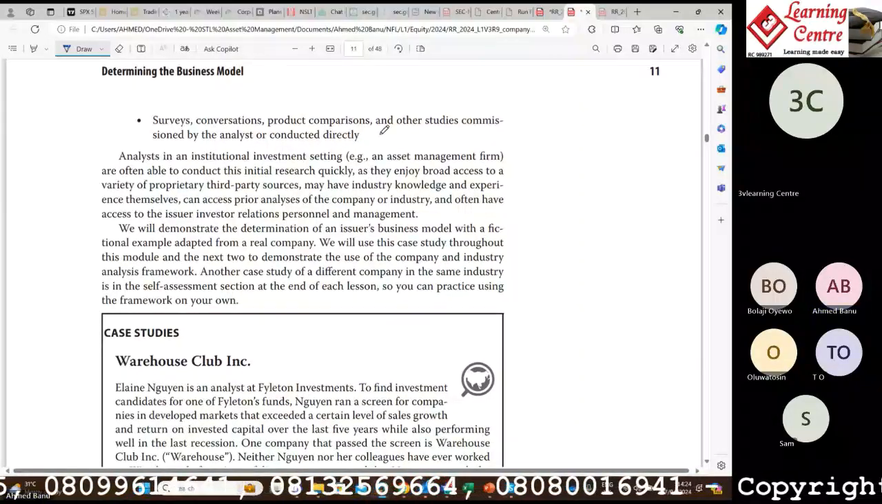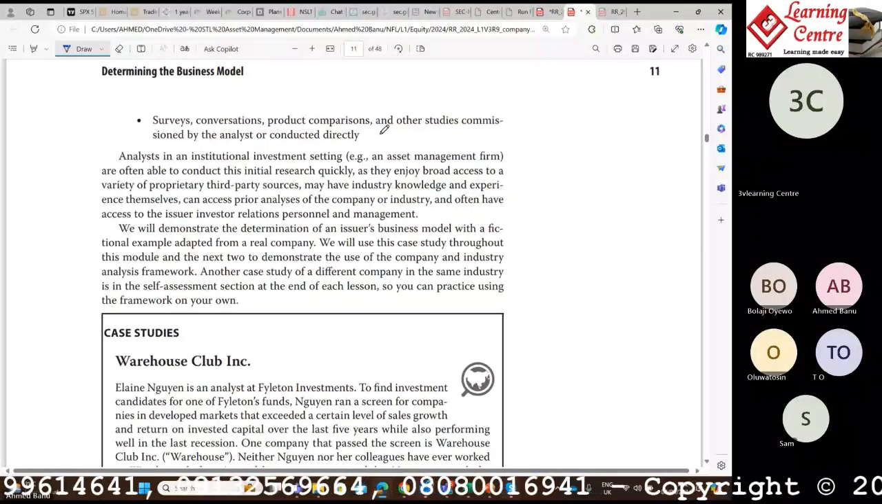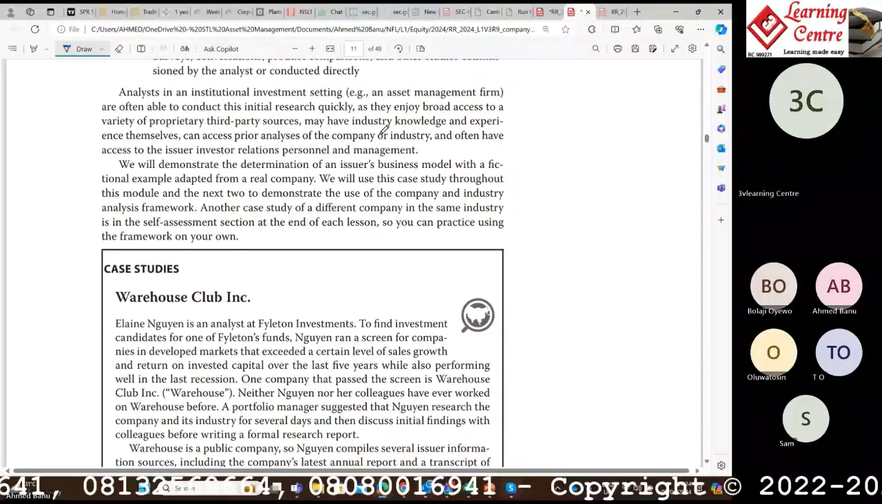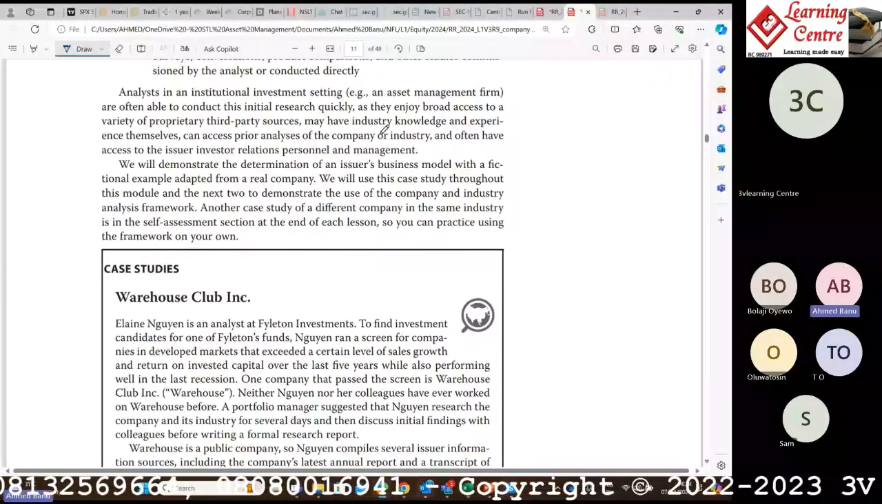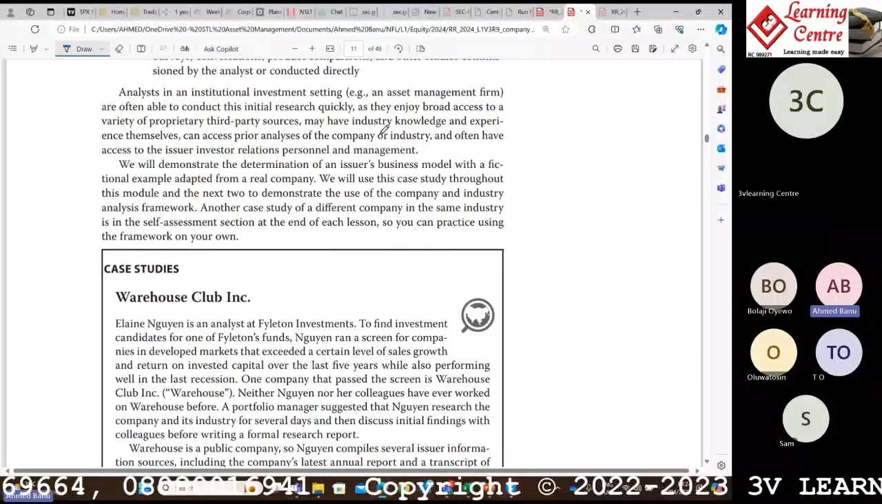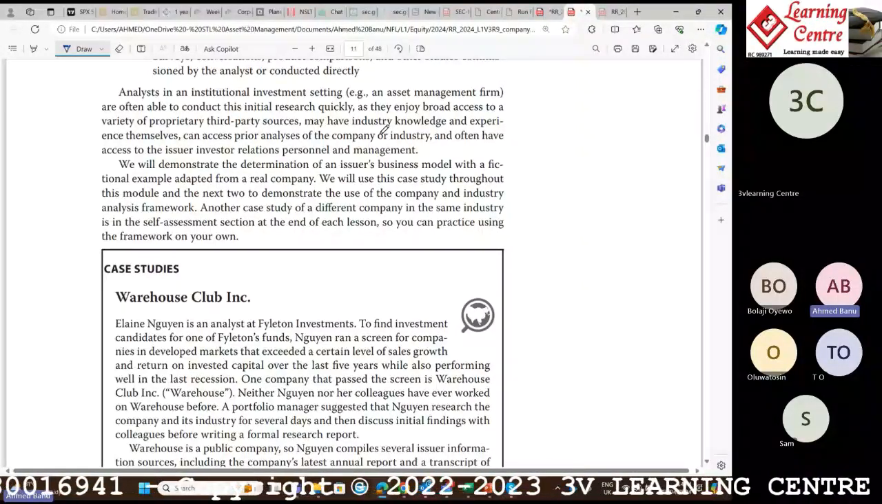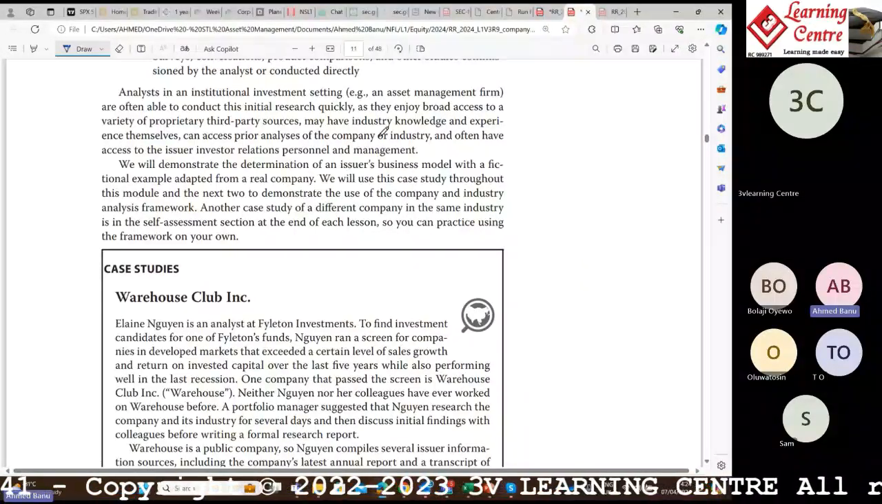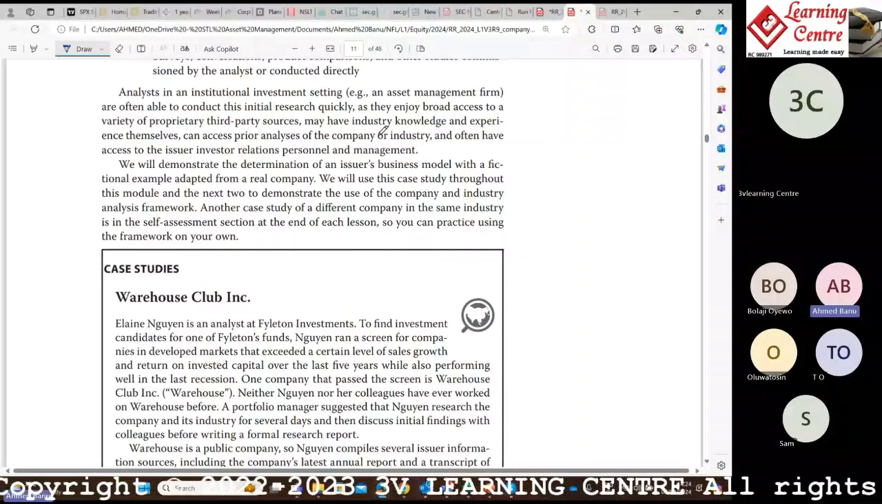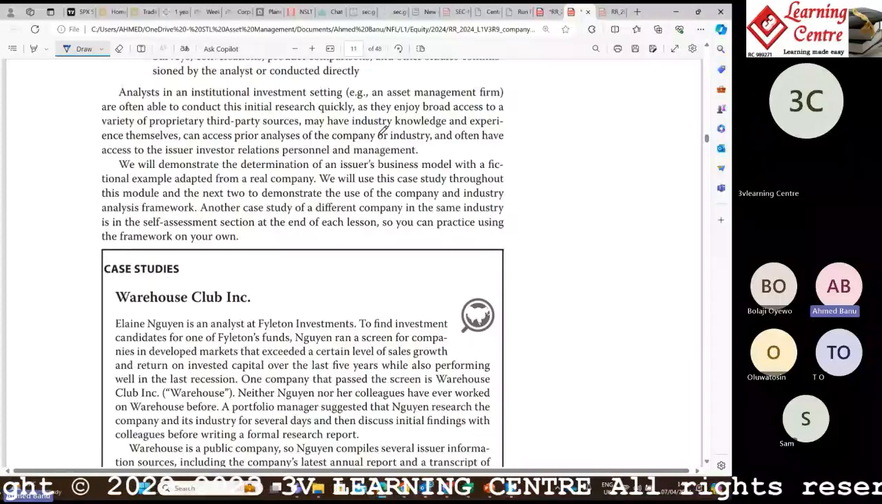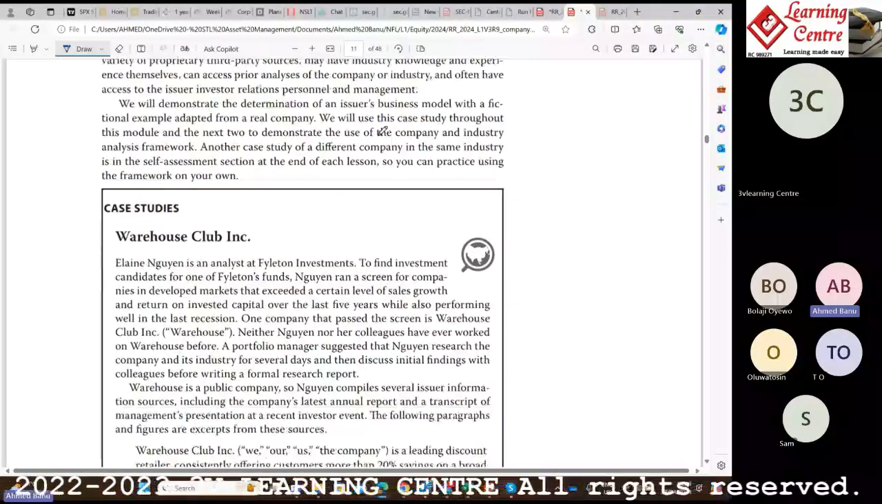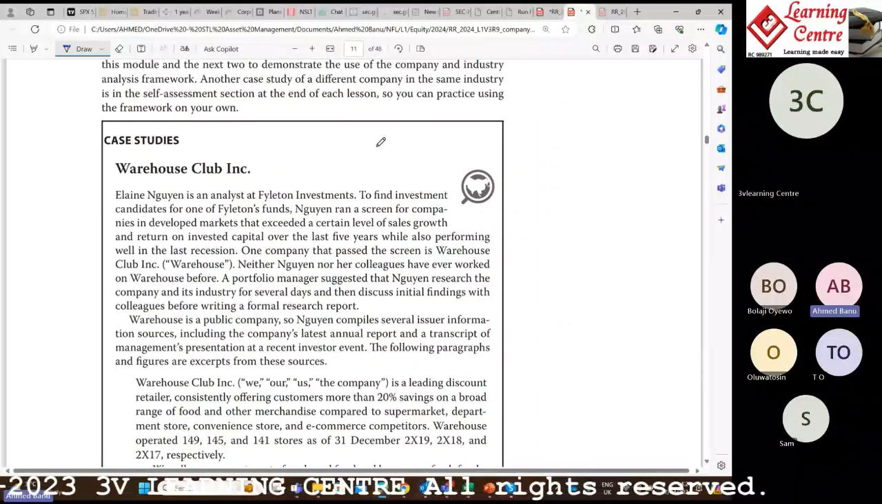We will demonstrate the determination of the issuer's business model with a fictional example adapted from a real company. We will use this case study throughout this module and the next two modules to demonstrate the use of the concepts. The company's name is Warehouse Club.